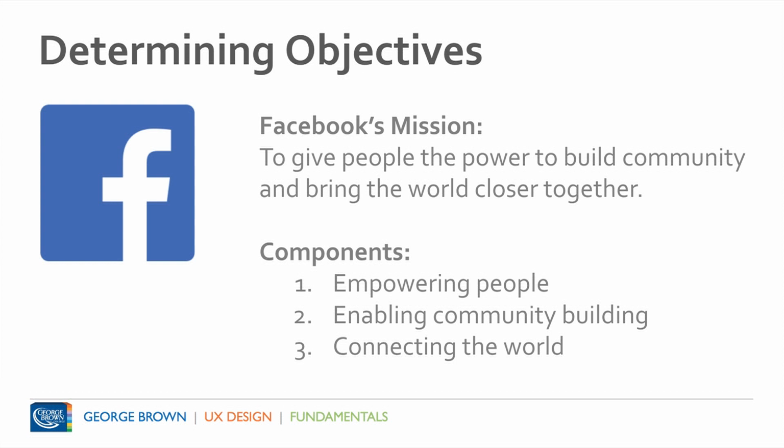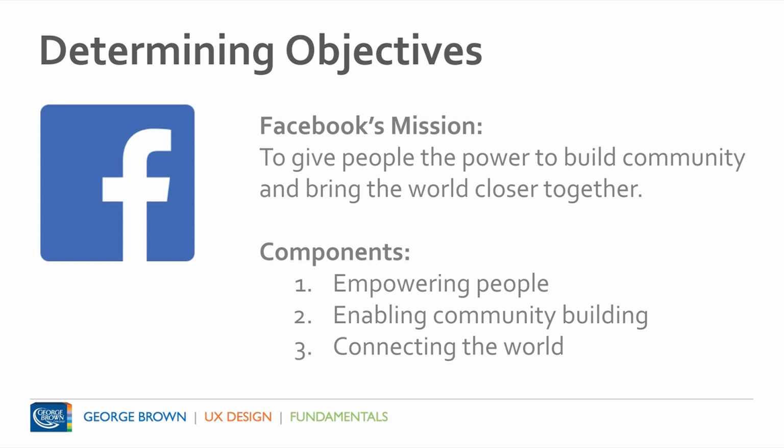Let's use Facebook as an example. To fully understand if a project is viable, it's best to start with understanding the company's mission. Facebook's mission is defined as this: to give people the power to build community and bring the world closer together. The components of that mission are empowering people, enabling community building, and connecting the world.